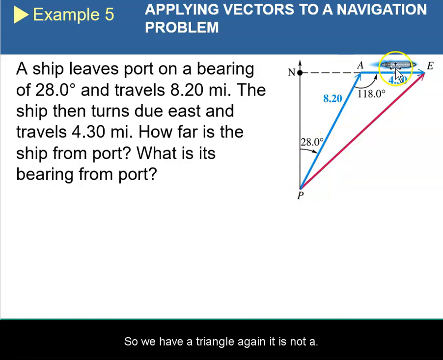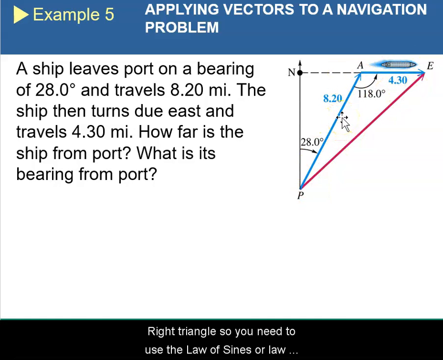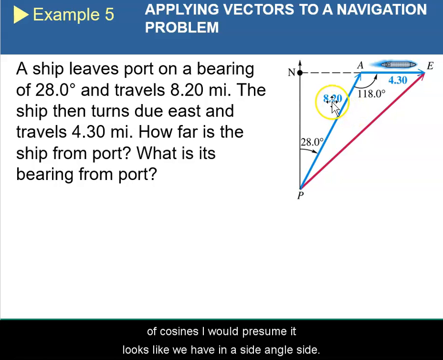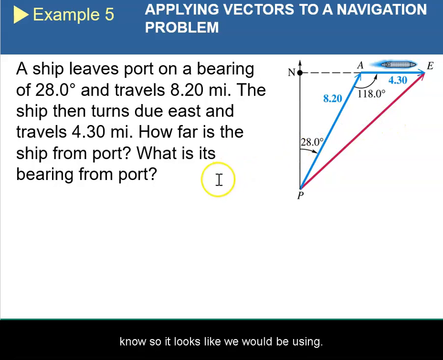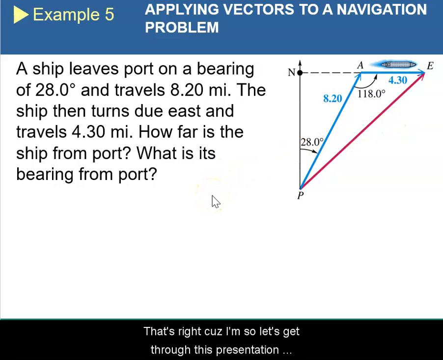All right, so we have a triangle. Again, it is not a right triangle, so we need to use either law of sines or law of cosines, I would presume. And it looks like we have a side-angle-side, and the side that we want is across from the angle that we know. So it looks like we would be using law of cosines. Okay, so let's get through this presentation and see what it says.